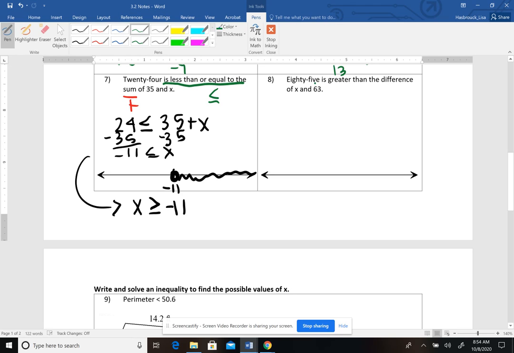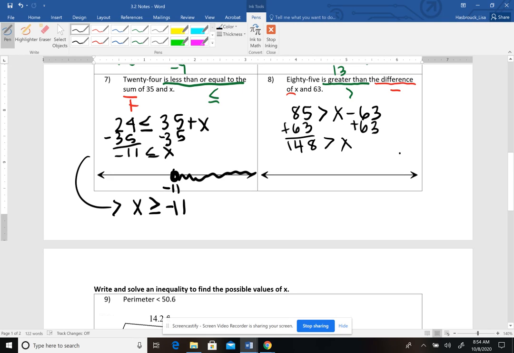Okay, for number 8, it says 85 is greater than the difference of x and 63. So "is greater than" is the inequality symbol. The difference means subtraction. So what we have here, starting from the beginning, is 85 is greater than the difference, so we're subtracting x and 63. Now we get x alone by adding 63 to each side. So I get 148 is greater than x.